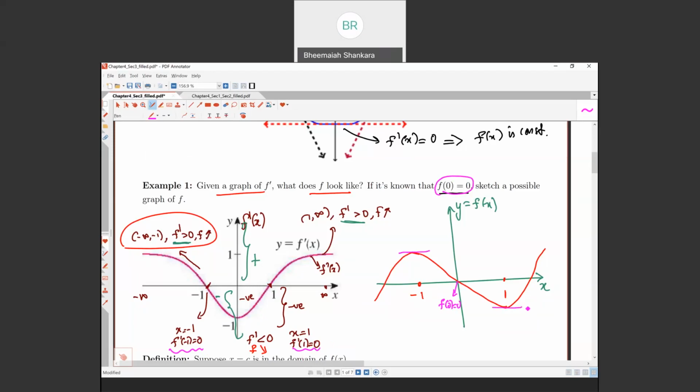So we have all the characteristics from the f prime graph, which has been transferred to the function graph, which still holds the same definitions as the f prime. So you want to write this as the local max, and this is your local min, and this is your function graph.